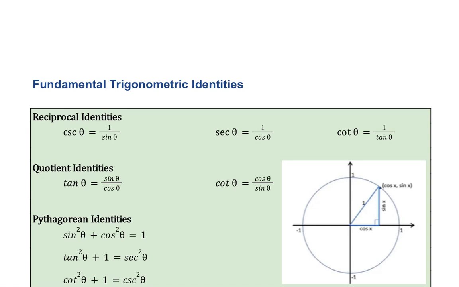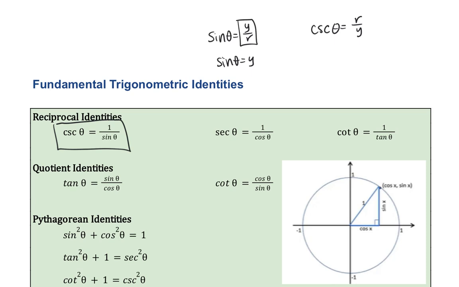All right, let's look at our fundamental trig identities. By definition, sine theta is y over r. On the unit circle, the radius is 1, so sine theta is just y. And cosecant theta we defined as r over y, and that's the reciprocal of sine. And so we can write cosecant, instead of r over y, as the reciprocal of sine.